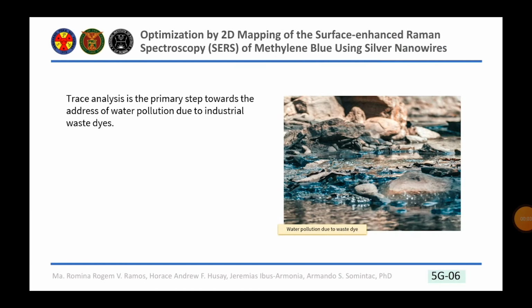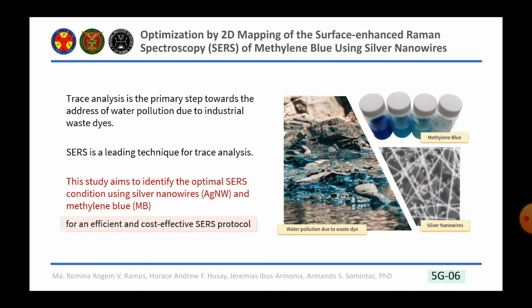Substance identification by trace analysis is the primary step towards the address of water pollution due to industrial waste dyes. It is achieved with SERS by enhancing the characteristic Raman signal or fingerprint of a trace substance using nanometals. This study aims to identify the optimal SERS condition using silver nanowires and a dye called methylene blue or MB for an efficient and cost-effective SERS protocol.